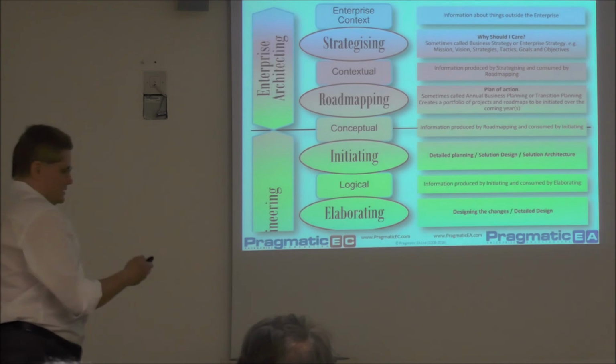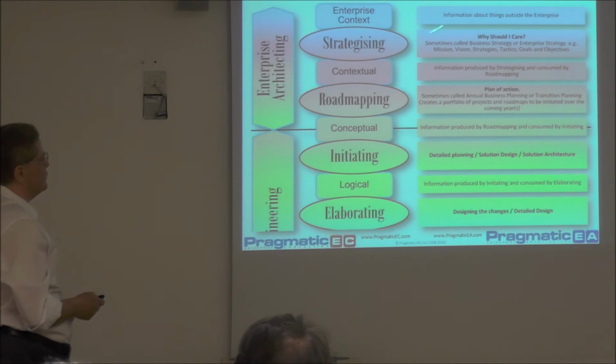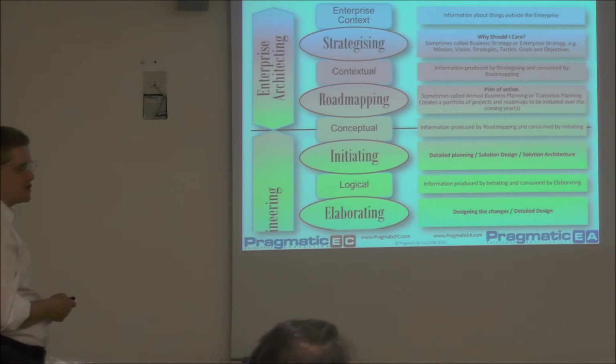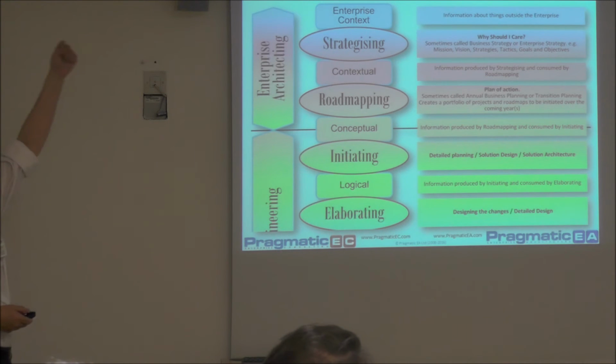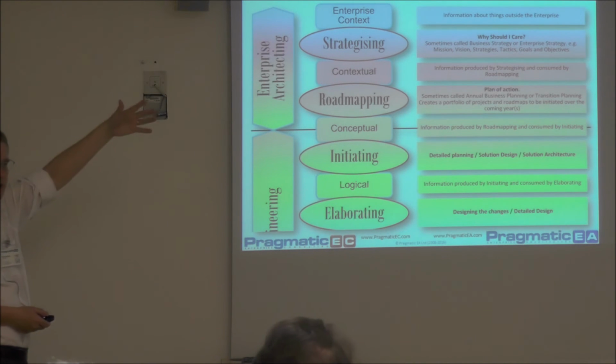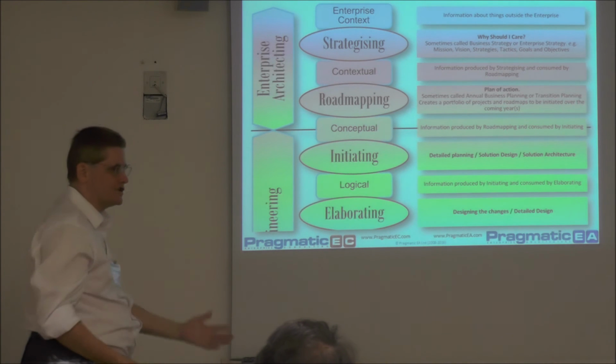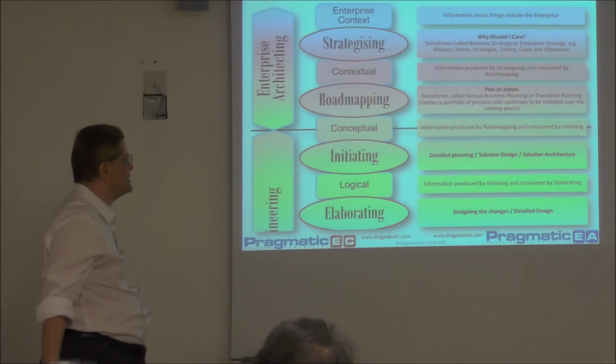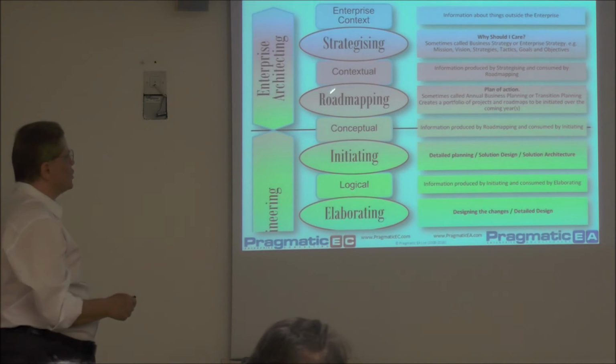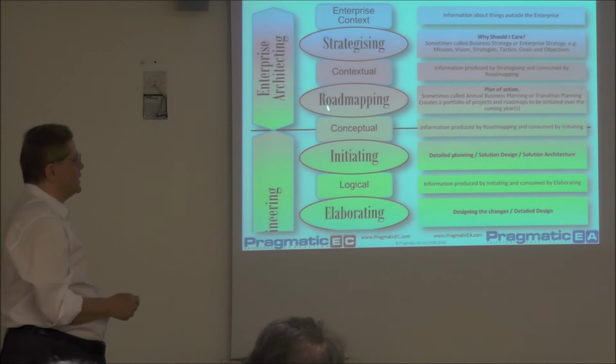As I said, the enterprise context is information about all the things outside our enterprise. Strategizing is actually in the direction part of the enterprise. That's what's feeding us. That's where the C-suite are, where the exec management is. They produce mission, vision, goals, strategies, tactics, objectives, all of that kind of stuff. That feeds into the core of enterprise architecture work that we call road mapping.